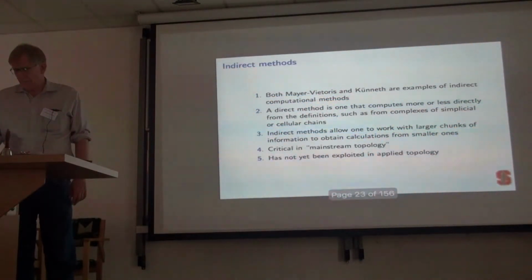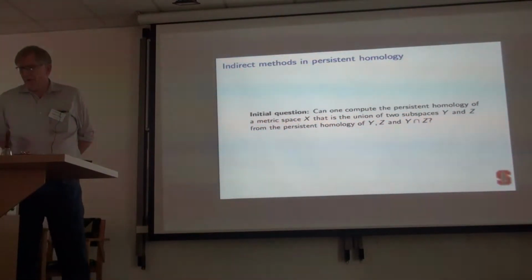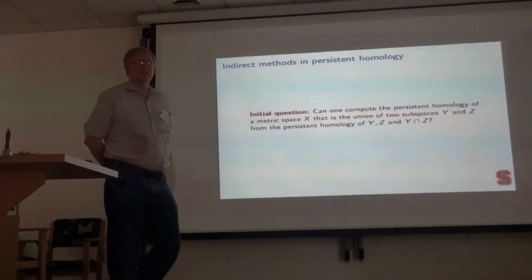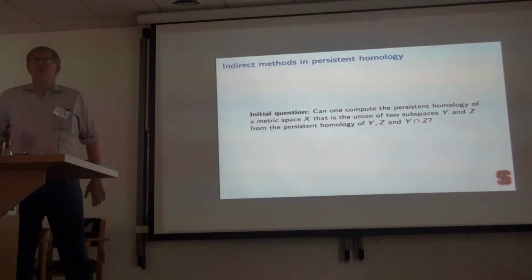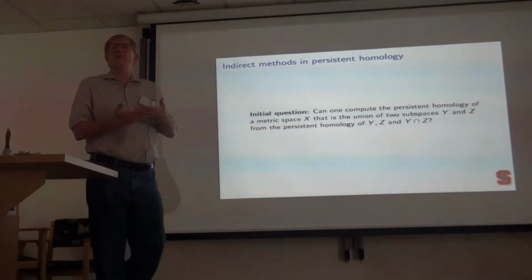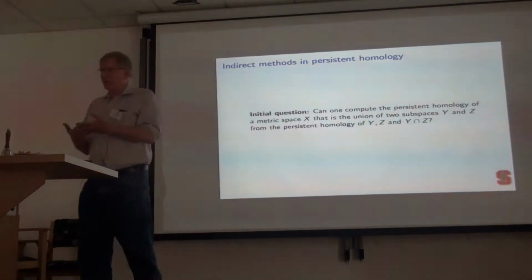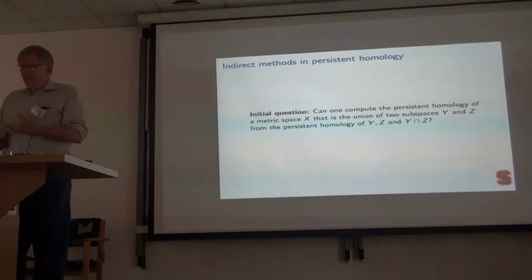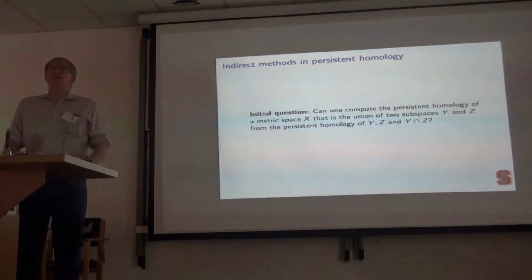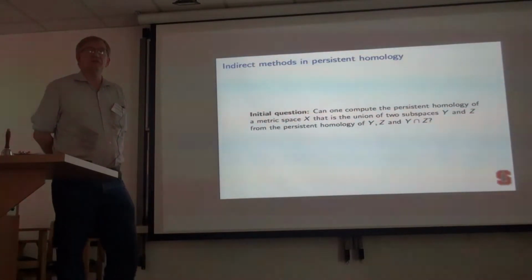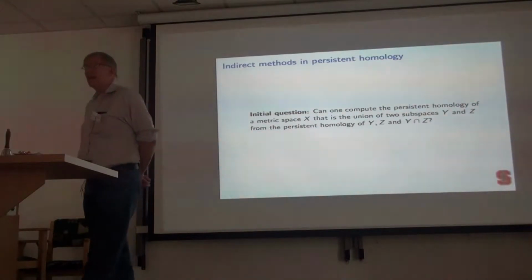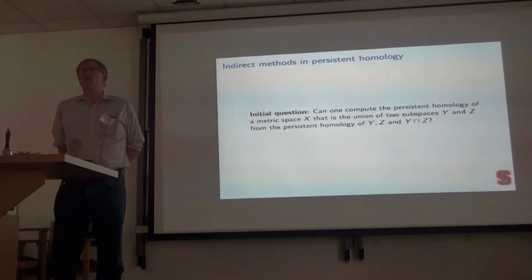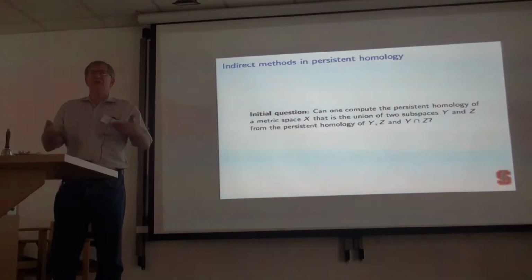Okay. So here's an initial question. Let's think about this. Suppose that I have a metric space, and it's built up as a union of two subspaces, two submetric spaces. Can I somehow compute the persistent homology of X from the persistent homology of Y, the persistent homology of Z, and perhaps the persistent homology of Y intersect Z? Question is, can we do that?